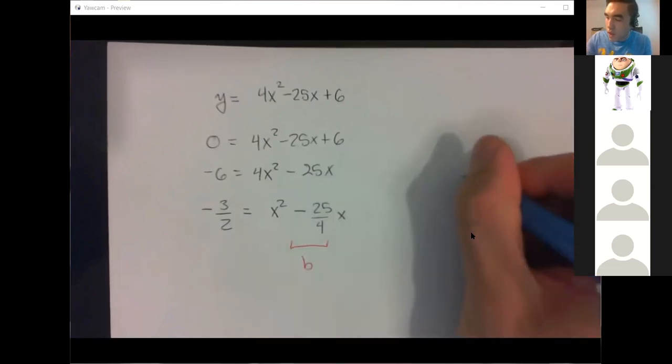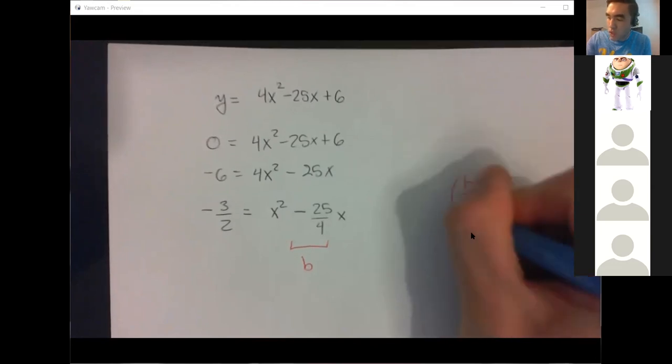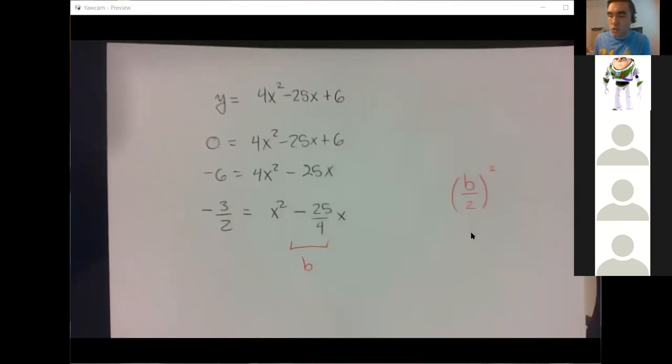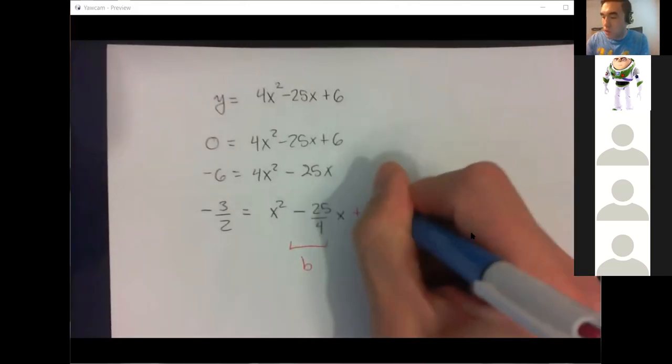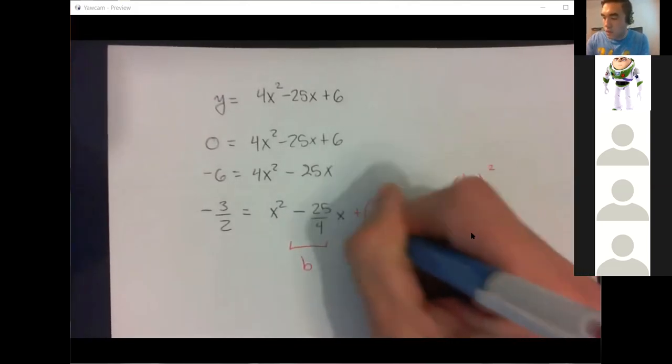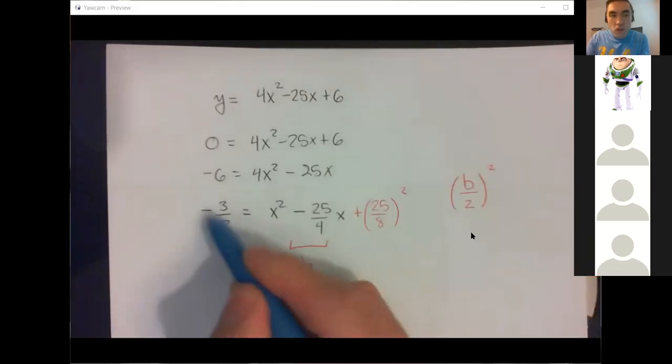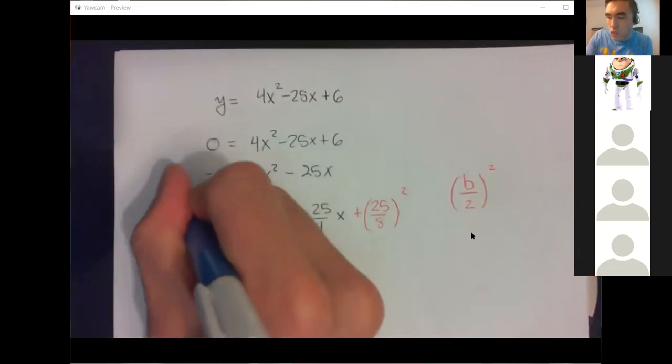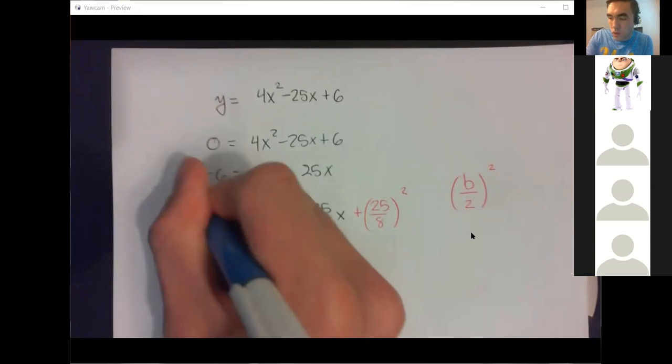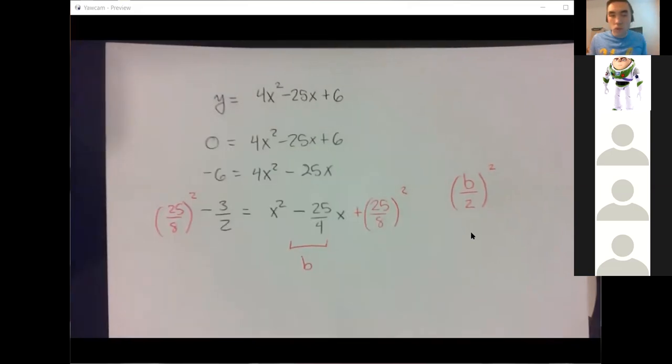This is b, and the number that I have to add to each side, which is magic, is b over 2 quantity squared. So I'm going to take this guy, 25 over 4, and cut him in half and square him. So that's going to give me 25 over 8, and then that number squared is what I'm going to add to each side. So this is going to be plus 25 over 8 quantity squared. And then here on the left, I have to add that same number, just because that's algebra, just to make sure that the two sides are equal.